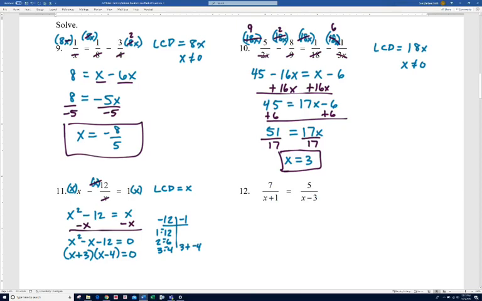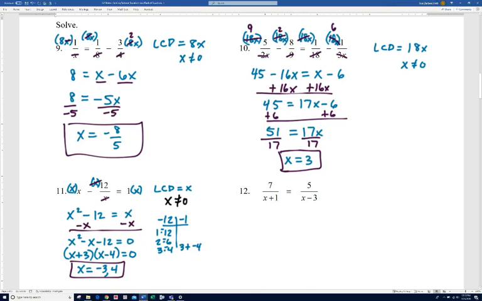And if you set each of these factors equal to 0, you're going to get x equals negative 3 and x equals 4. And by the way, I did forget, x cannot be 0 here because that would certainly cause our denominator to be 0 and we'd be undefined. But neither of our solutions were 0, so they're both good solutions. All right, let's move on to number 12.